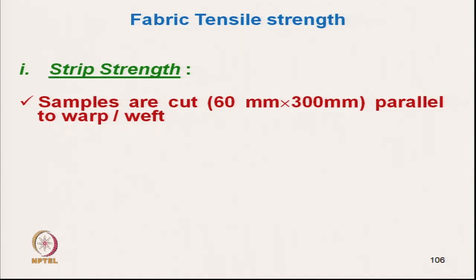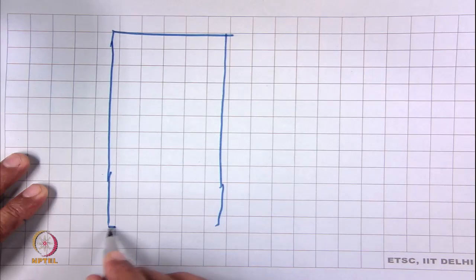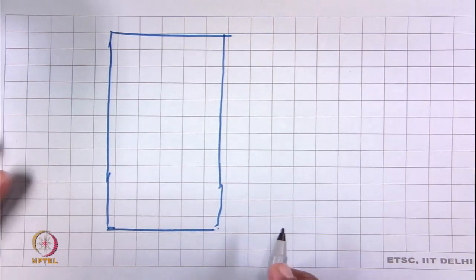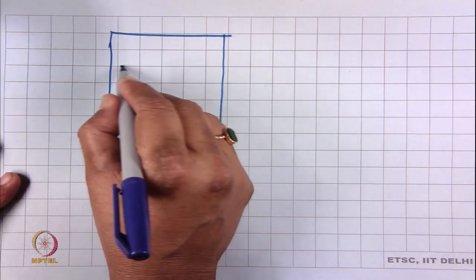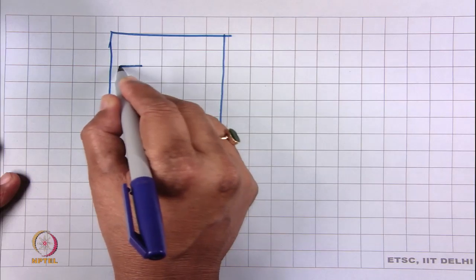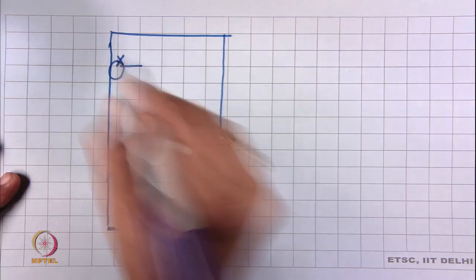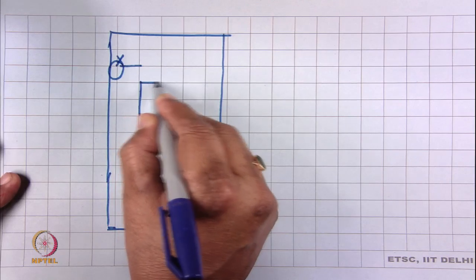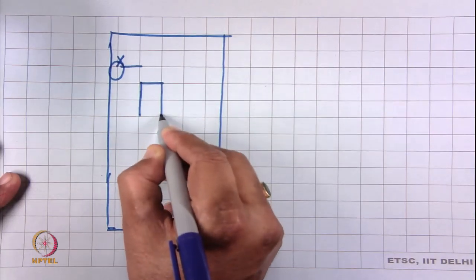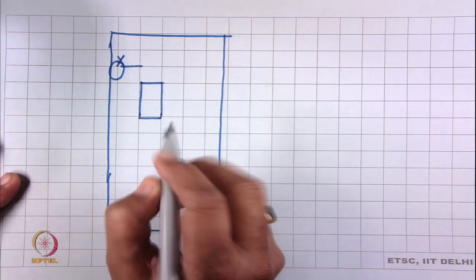Okay. Suppose this is a fabric, as we have discussed in the sampling section. So, we cannot use the sample close to the selvage. So, we will select sample from here. The sample is cut. Suppose we want to test the warp strength. This is the sample we are cutting.